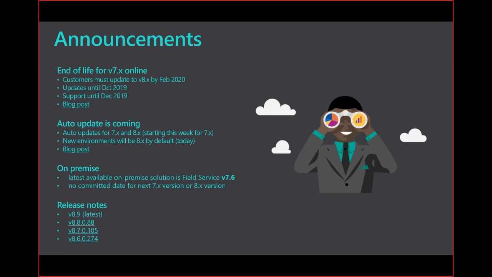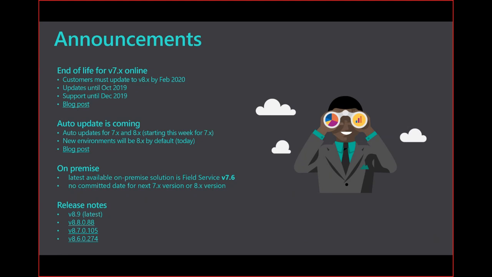As Dave mentioned, of course, on-premise, there's no change to the way that currently works. Field Service version 7 is the latest available version, and there's no change and no dates associated to any changes for that for the foreseeable future.